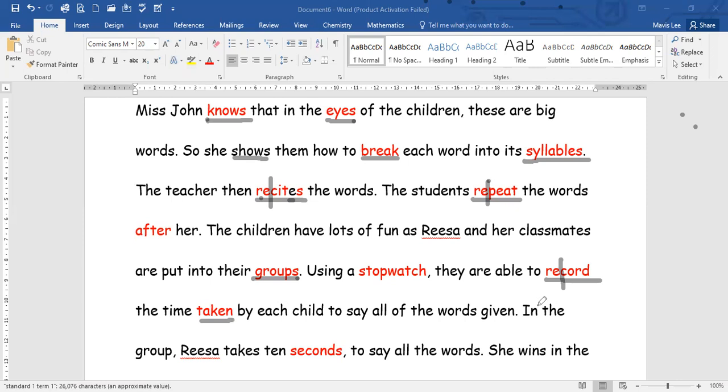Let's continue. In the group, Risa takes 10, let's download this word, seconds. Risa takes 10 seconds to say all the words. Okay, so let's begin from the top. We still have some more to continue here, but let's review.